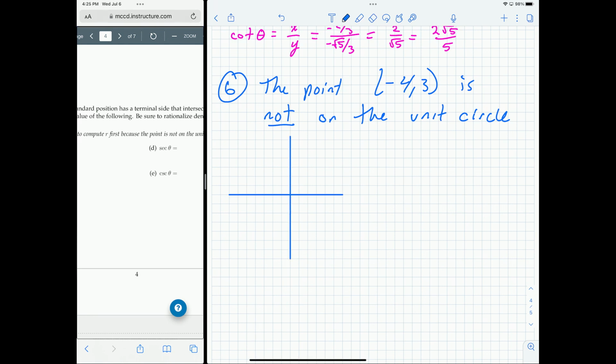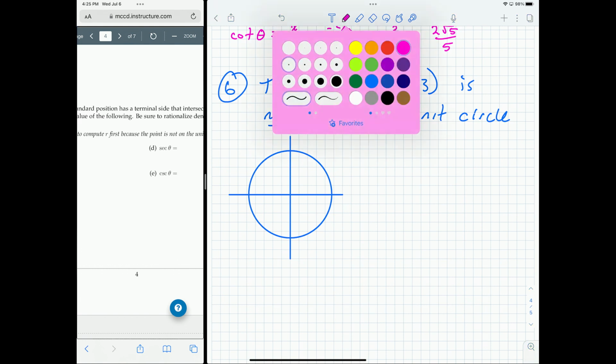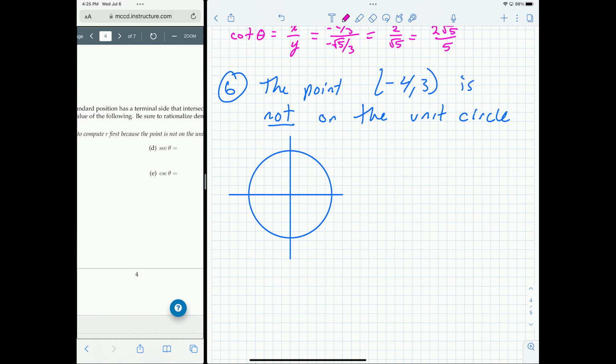So the way I do that is this. We've got a circle. This is not the unit circle, because I'm going to put the point that we have, which is (-4, 3), somewhere like here. And it's not the unit circle because the radius is not 1. So this is the picture that we have.